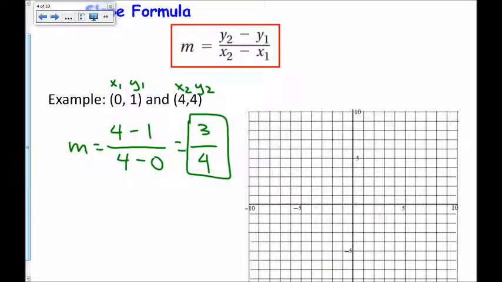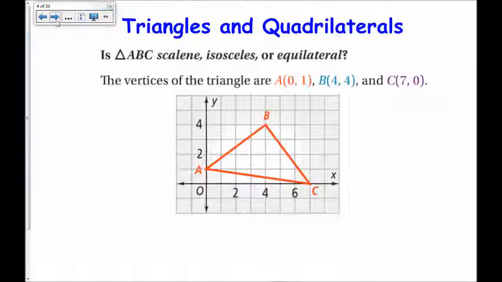I have the point 0, 1 and the point 4, 4. The change in x is 4, the change in y is a positive 3, and so again it's rise over run, so it's 3 over 4. That was a quick summary of some of the tools we have in graphing. Now let's use that.